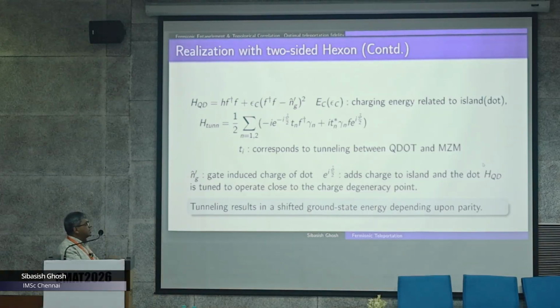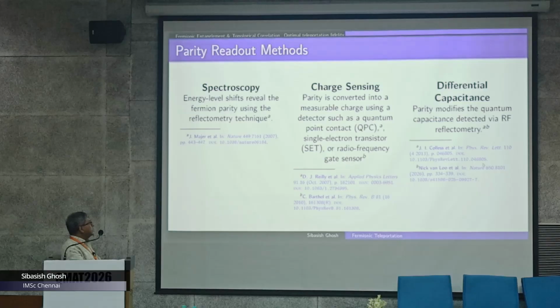So this is the charging energy related to this island, and this is the tunneling Hamiltonian, and this T_i is basically this T, and this corresponds to tunneling between this quantum dot and the Majorana zero mode.